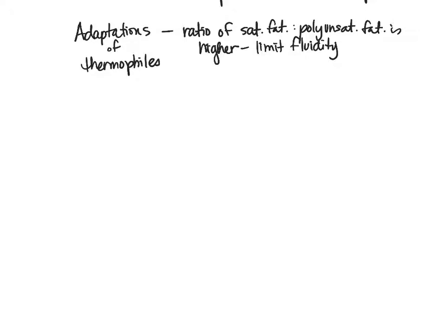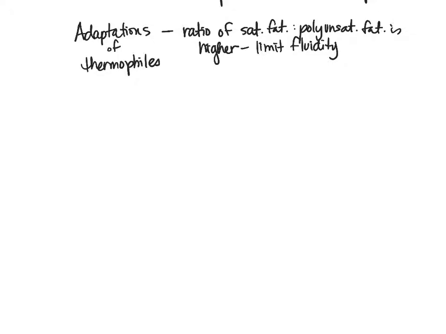So again, we're going to have more saturated fatty acids in this case than polyunsaturated or just unsaturated fatty acids, because we want to make the membrane less fluid. It's going to be in an environment of high heat, which makes things move around more on its own. So to combat that, we're going to have a higher ratio of saturated fatty acids to unsaturated.